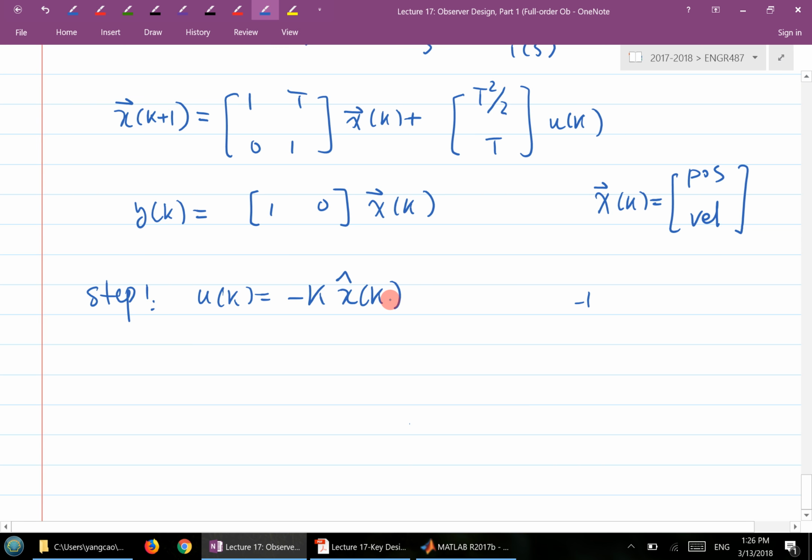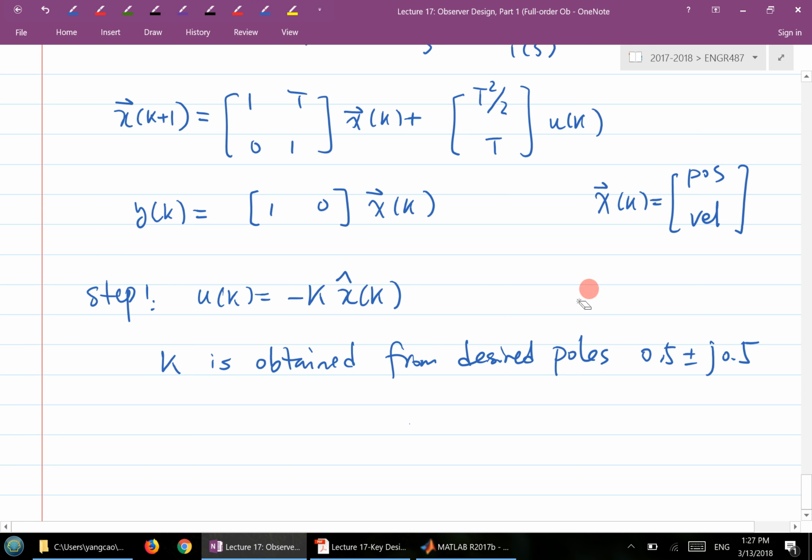I think we did one example in the previous step. In the previous example, k is obtained from a desired pole, and we use the pole 0.5 plus minus 0.5, right? So you can design your k as a completely separate process from this observer by picking an appropriate pole. You can do this using the Ackermann formula, and you'll get your k matrix.